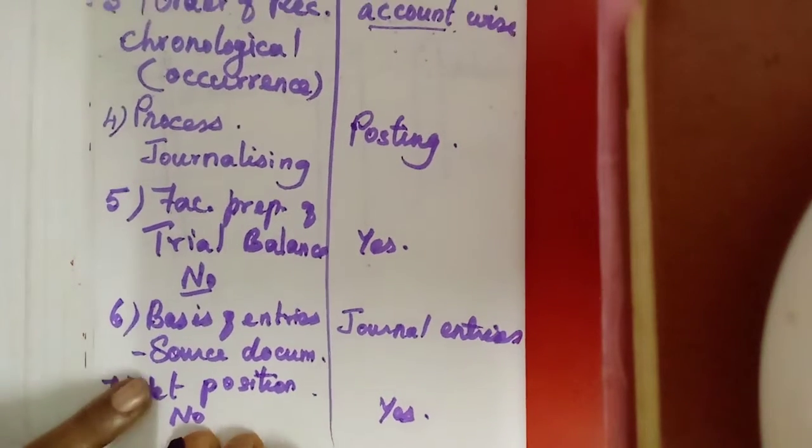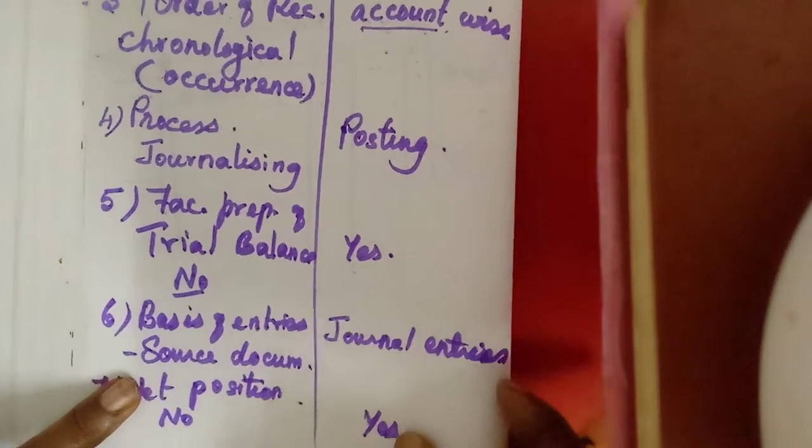Okay, this is one of the question answers, 3 mark or 5 mark. So you should learn all the differences. 7 differences are there. Now we will learn the next heading, procedure for posting.